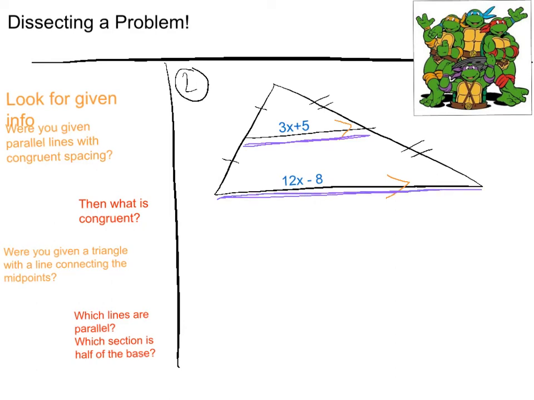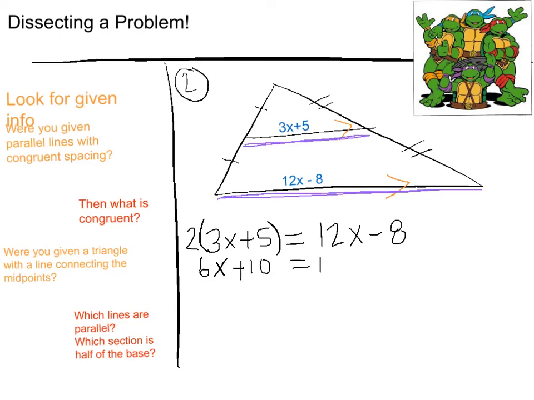Now, how's that going to translate to my math here? So here's what I know. 3x plus 5 does not equal 12x minus 8. It's not equal to it. It's half of it. So 2 of these, 3x plus 5, would be equal to the bottom. Now to do this math, I would get 6x plus 10 equals 12x minus 8.